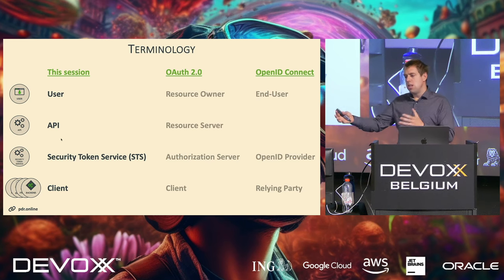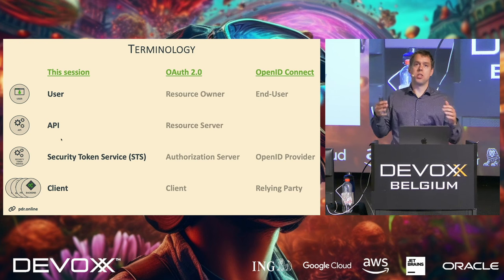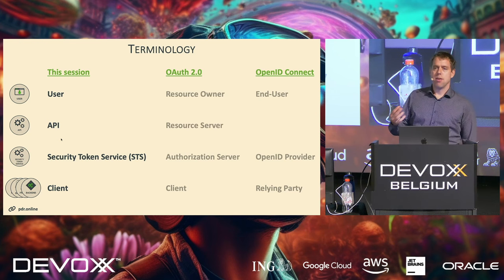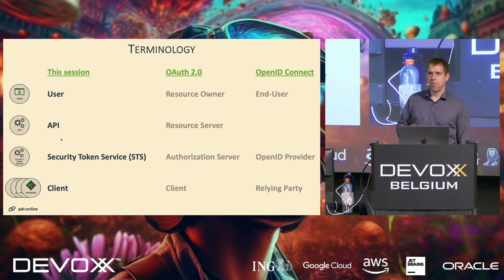And if you want to read the documents or translate this back to what you read in the RFCs, this slide can help you. So for OAuth, we talk about resource owners, which is like a very generic concept, but in general, in most applications we build, that's going to be a user. And we talk about resource servers, which is, like I said, APIs in most of the use cases we have today. And then we have the authorization server, which is that security token service. And then we have client applications, which is the client trying to do something. And that's what I'm going to use throughout this presentation.